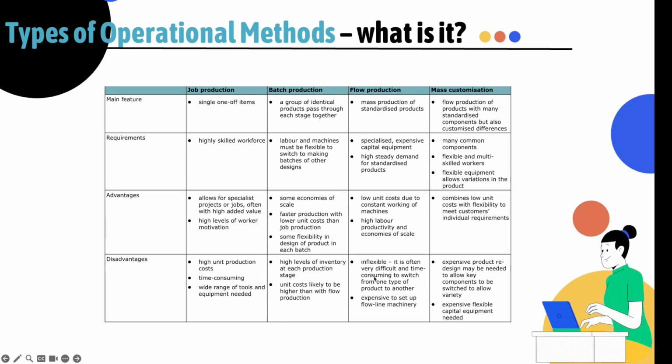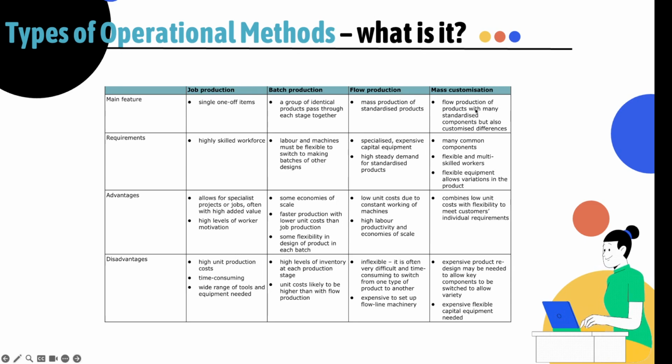In terms of disadvantages, it can be inflexible because it's difficult and time consuming to switch from one type of product to another because it's all standardized, and it's expensive to set up because you're using flow line machinery. So flow line machinery is basically from the beginning of the product creation till the end, it goes through just a continuous flow, right, from one end to another.